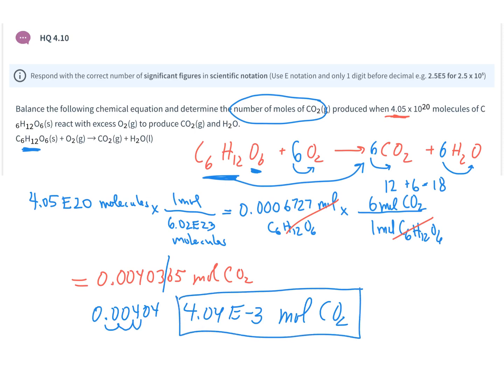We needed to balance that chemical equation. Once we balance the chemical equation, from there those should be steps we're very familiar with, going from molecules to moles using Avogadro's number. And then we go to the balanced chemical equation to tell us how many moles of glucose go in. 1 mole went in. How many moles of carbon dioxide should go out? 6 moles of carbon dioxide go out for every 1 mole that goes in. So we should expect to produce 4.04 e to the negative 3 moles of carbon dioxide in this reaction.